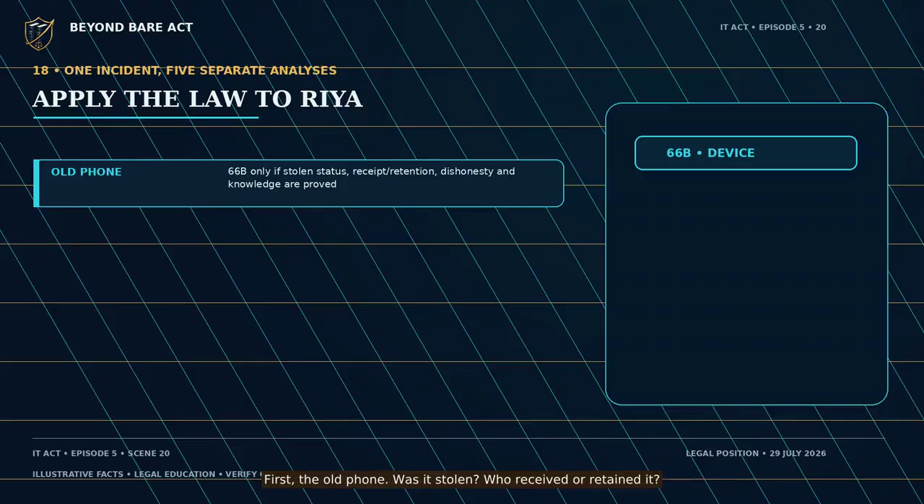First, the old phone. Was it stolen? Who received or retained it? What facts show dishonest conduct and knowledge or reason to believe it was stolen? Only then does Section 66B enter.